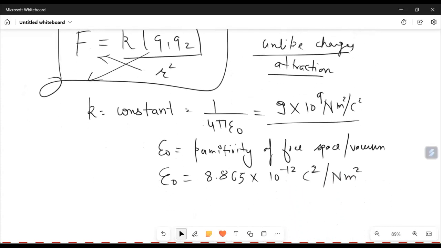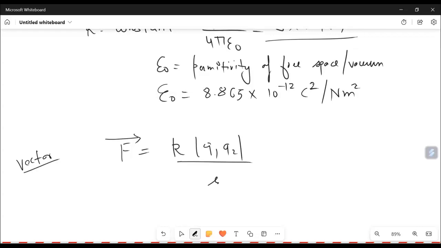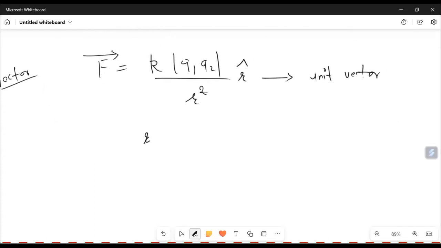So this is the formula, and suppose there is F vector. We are in vector form. How can we write it down? That formula can be written as K Q1 Q2 by R square into R cap. This is a unit vector along the distance between them. As you know, unit vector R cap can be written as R vector divided by the magnitude of R vector.